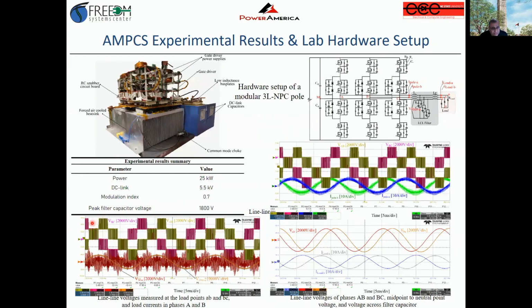And now you can see the waveforms here. These are line-to-line voltages measured at the load points A and B. And again, you can see the pole voltages, the pole currents, sinusoidal, switching at 10 kilohertz. And as I said, with 5.5 kV DC bus. And very nice line-to-line voltages after the filter.